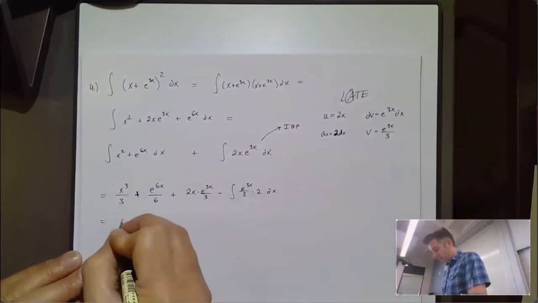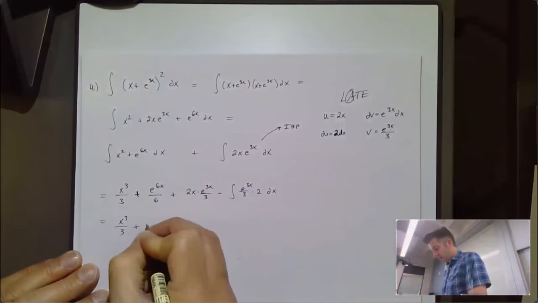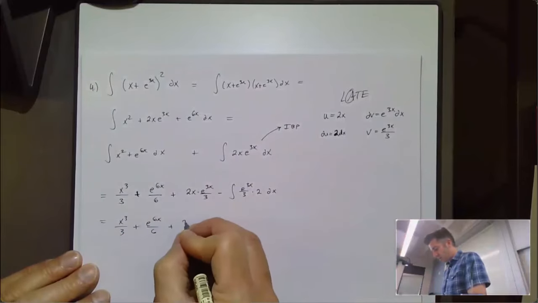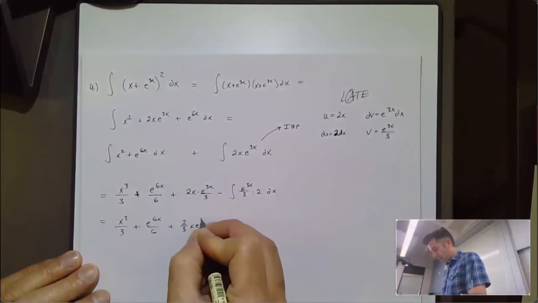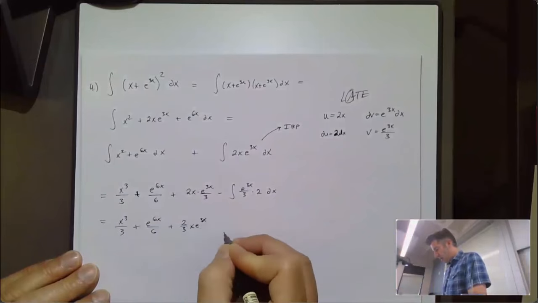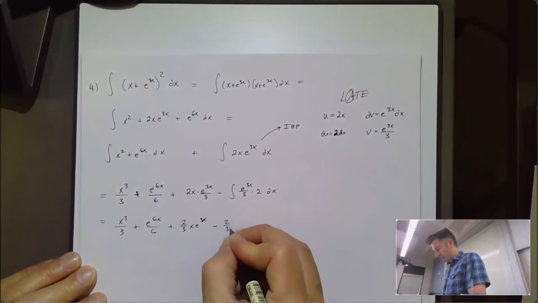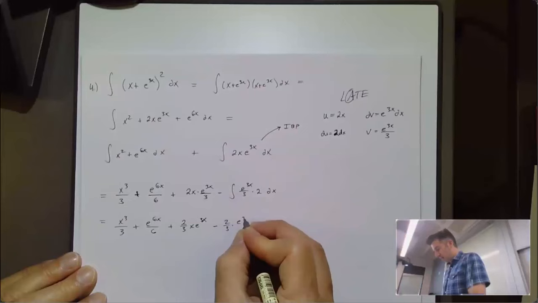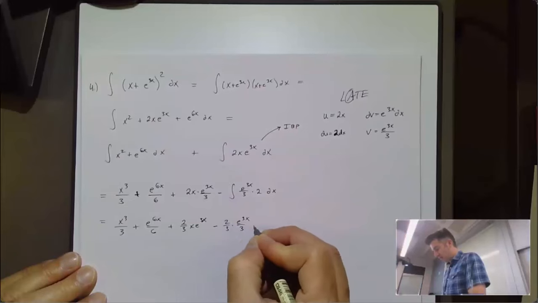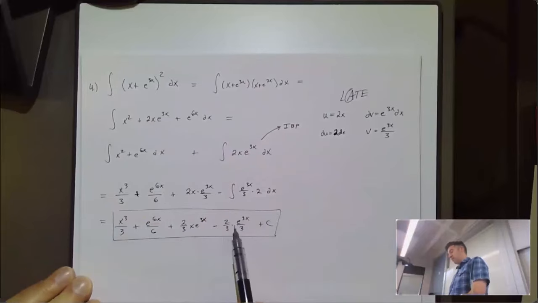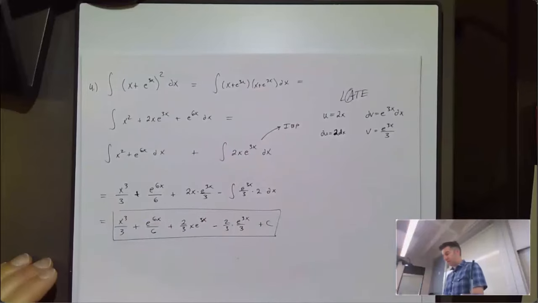That's going to be x cubed over 3 plus e to the 6x over 6. I'm going to write this as 2/3 x e to the 3x. And then here I'm going to get minus 2/3 times the integral of e to the 3x, which is e to the 3x over another 3. I suppose you could simplify that last part and write it as 2/9 times e to the 3x, but I don't think you really need to.